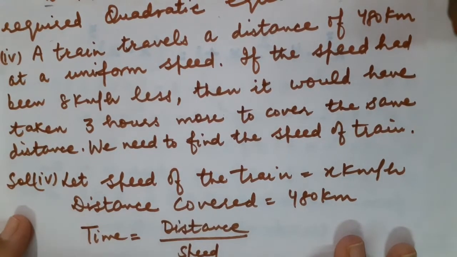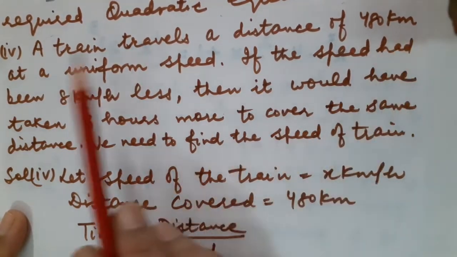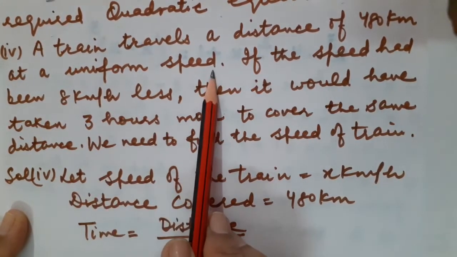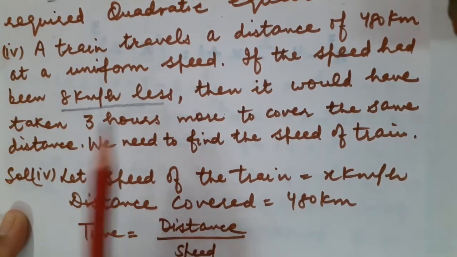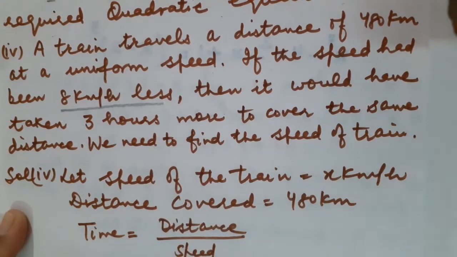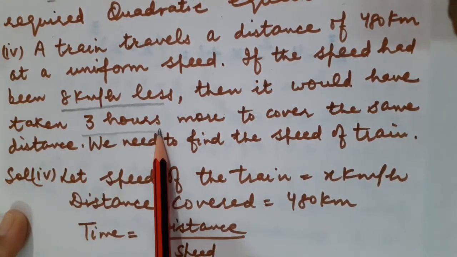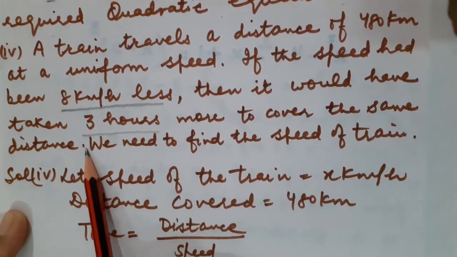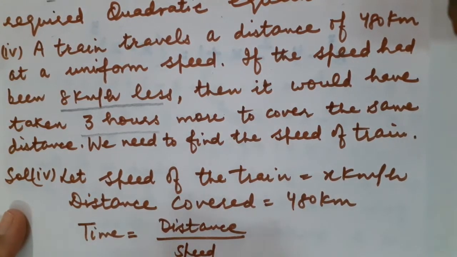What is to be done in this question? A train travels a distance of 480 km at a uniform speed. If the speed had been 8 km per hour less, means the speed has been reduced, then it would have taken 3 hours more to cover the same distance. Of course, if I reduce my speed, so definitely I will be taking more time to reach at my destination, right?